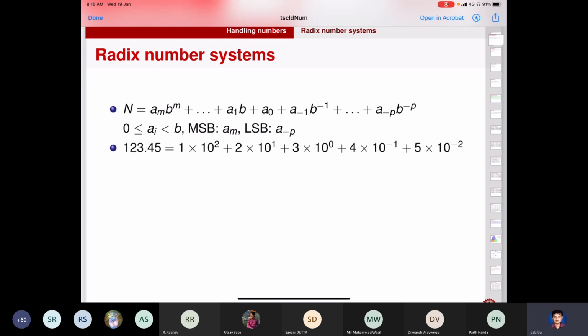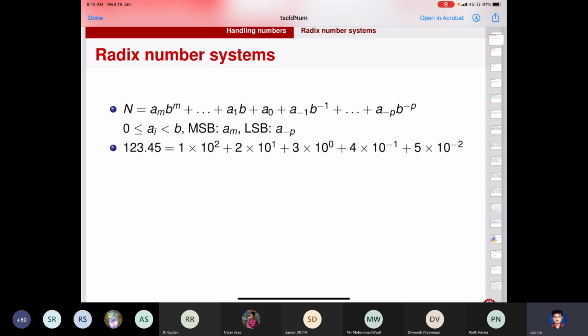And every position has a digit or a value, which is a_m down to a_1 and a_0, then a_-1 up to a_-p. These are the digits. So basically what you do, you multiply the weight of a position by the digit of that position and then add them all up. You basically get the value of the number.